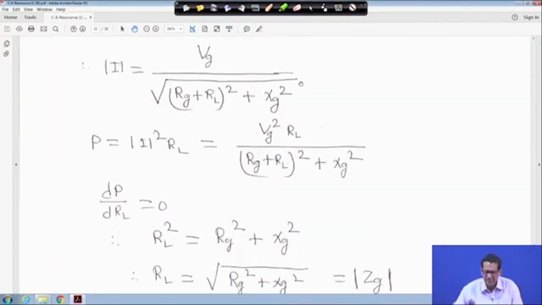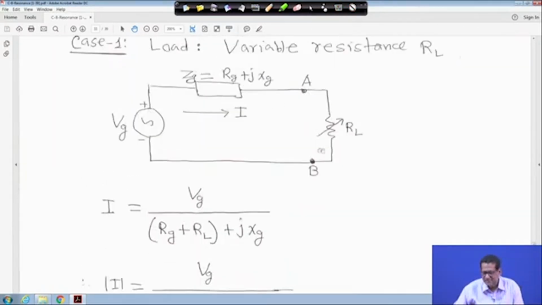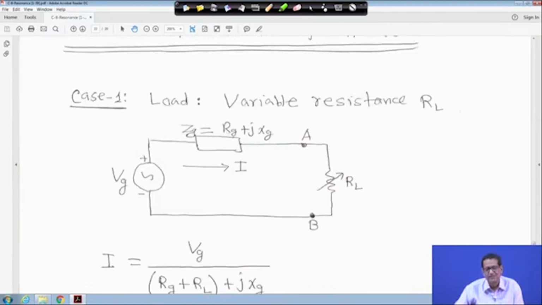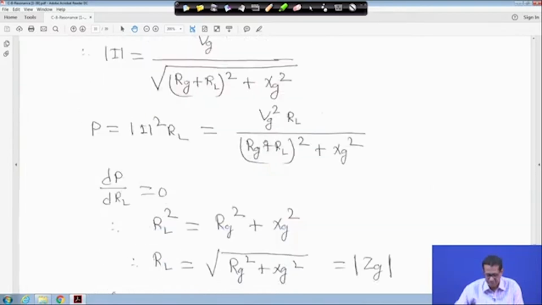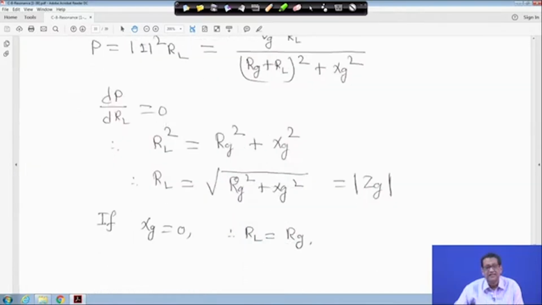For this kind of circuit you have to keep it in mind, R_L will be root over R_G squared plus X_G squared, that is the magnitude of ZG, right. But it will never be R_L equal to R_G. It will be the magnitude of ZG, root over R_G squared plus X_G squared. So this is your R_L.